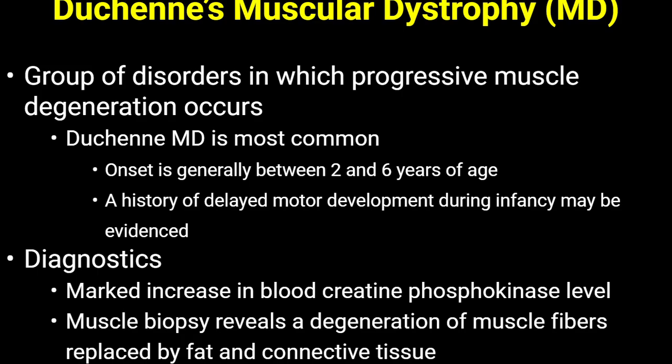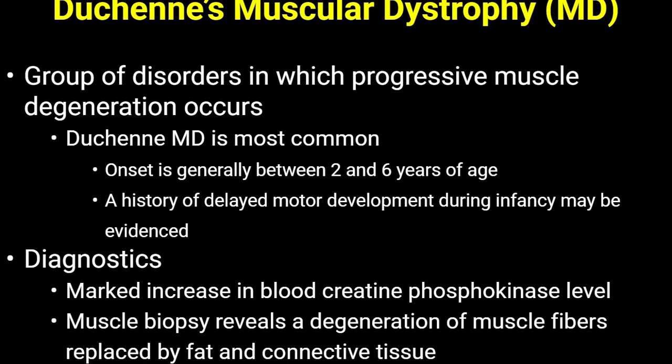The disorder is caused by the absence or severe deficiency of a protein called dystrophin. Dystrophin helps stabilize muscle cell membranes during muscle contraction. Without enough dystrophin, muscle fibers become damaged every time they contract. Over time, healthy muscle tissue is gradually destroyed and replaced with fat and connective tissue, leading to progressive muscle weakness.